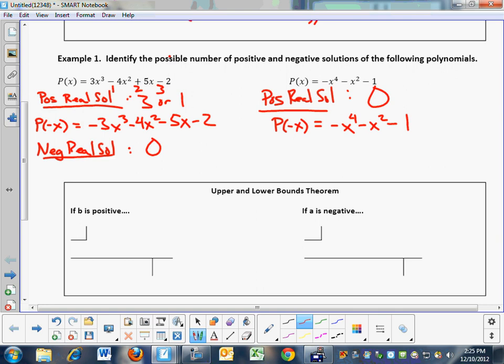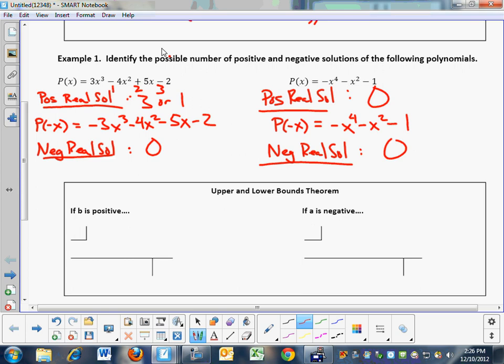What is negative x to the 4th? Positive, and then you multiply it by a -1 on the outside. So you can see the 4th means you're going to have 4 negatives, and then a negative on the outside is your 5th negative. You can see that, again, you have no sign changes, so you have exactly 0 negative real solutions.